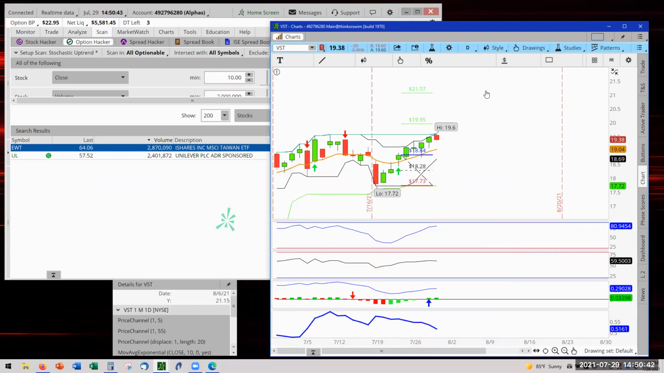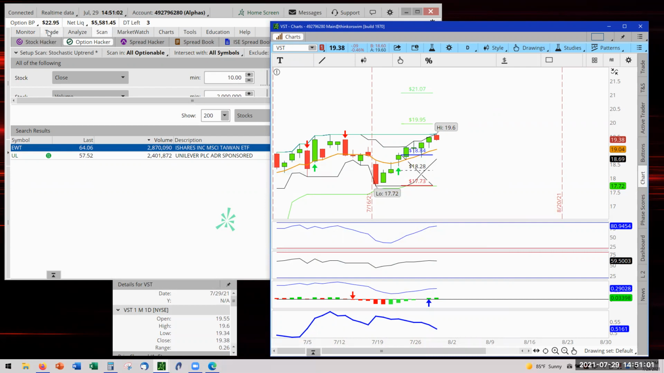This is a way of testing a trading strategy before you dive head first into the shallow end of the pool. Don't. It hurts. So forward testing is just going ahead, marking up the chart, and then coming back. Earlier this week, we had VST pop up.